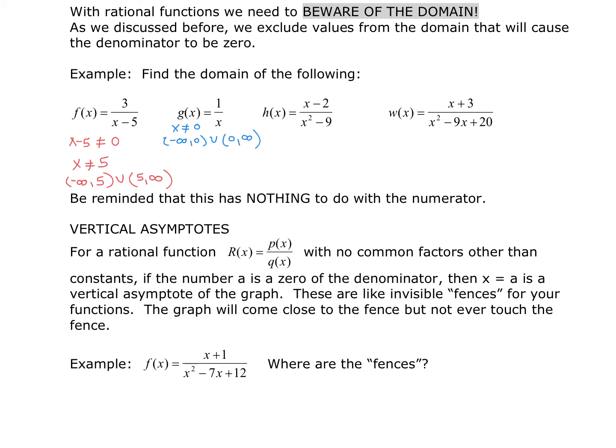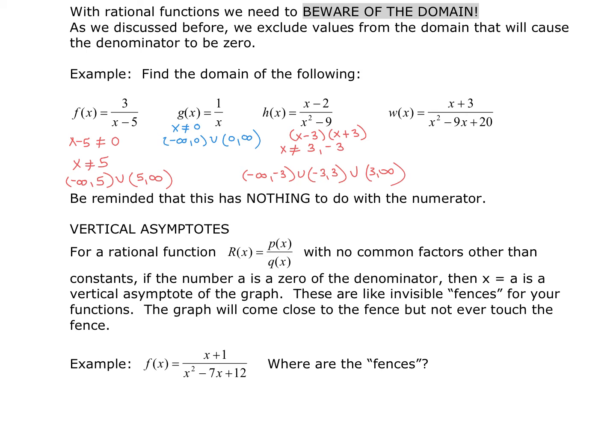For h of x, we notice that this denominator can factor as x minus 3 and x plus 3, so we know that x cannot be 3 or negative 3. So we're going to say negative infinity to negative 3, union negative 3 to 3, union 3 to infinity. We're just skipping over those two values we're not allowed to have.